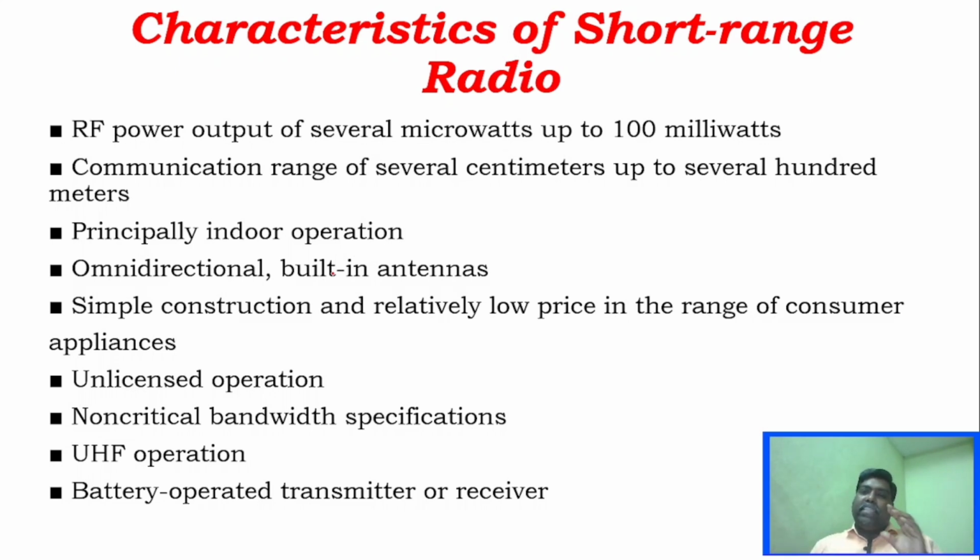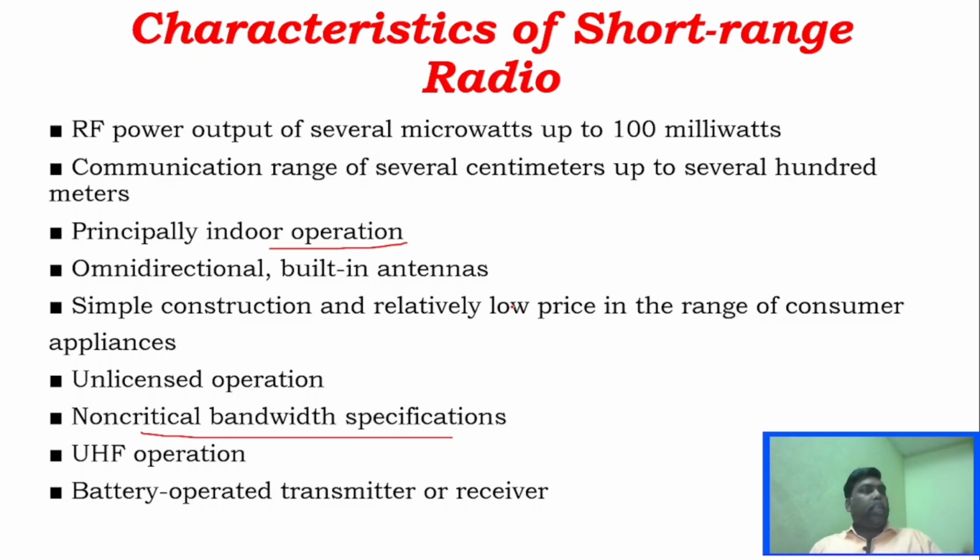And the main characteristics of these short-range communications is that the RF power varies from several microwatts to milliwatts, and the communication range starts from several centimeters to 100 meters. These are the very common characteristics for any short range communication. And most of the short range communications are indoor operation. And we have right now small antennas which can radiate in all directions, which is called an omnidirectional antenna. And the construction and the cost is also very low. Very importantly, we can access the unlicensed frequency bands and non-critical bandwidth specifications, UHF operation, ultra high frequency operation is possible, and very importantly, it is mobile. That is, each and every device which we use right now, which we transmit wirelessly, is going to be a mobile device, a battery operated device. All those are characteristics of short range communication.